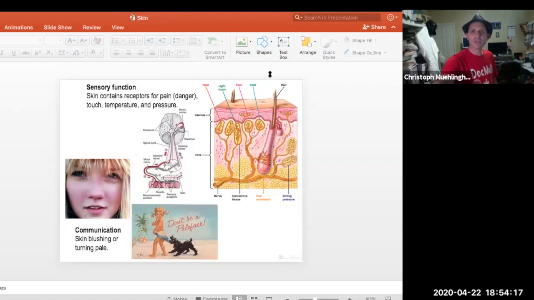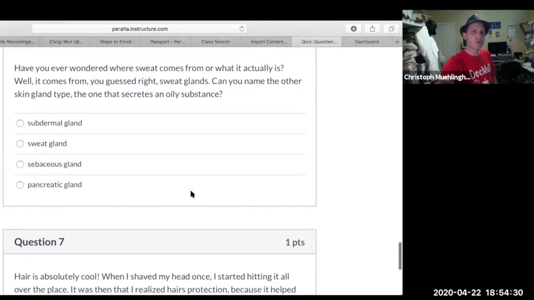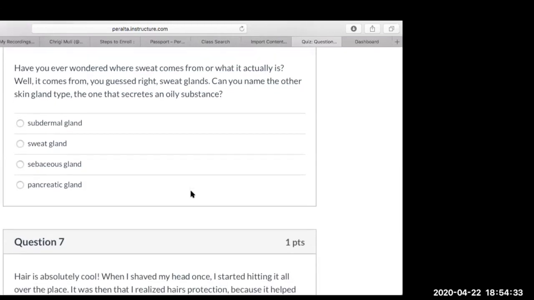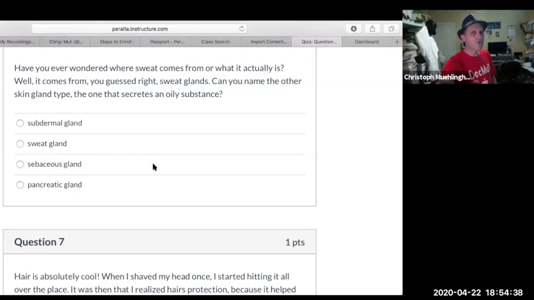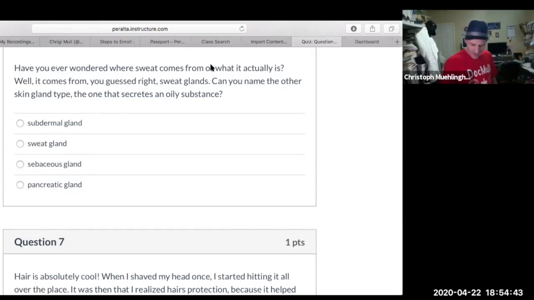All right, and then let's see what's next. Almost finished here. Number 6. Have you ever wondered where sweat comes from or what it actually is? Well, it comes from, you guessed it, sweat glands. Can you name the other skin gland type that secretes the oily stuff? The third one. Third, sebaceous gland. Yes, all right. Good, you spoke up. Perfect. That's the glands. We don't need to worry about that too much.